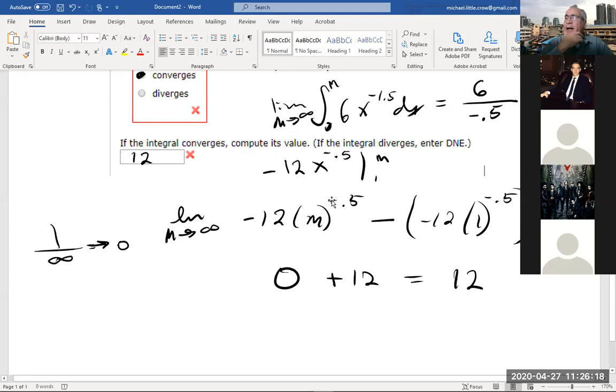Now, had this been a positive 0.5, then it would have diverged, right? Because it's a square root, but it's going to infinity. That answer goes to infinity. It diverges. So what we would have done is mark it as diverges, with a d and e, because it goes off to infinity. So the only time we're going to have a value is when it does converge.